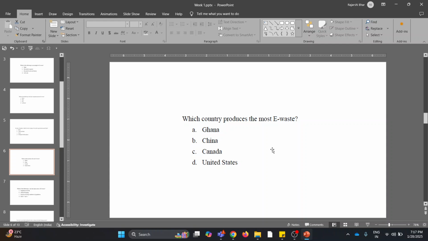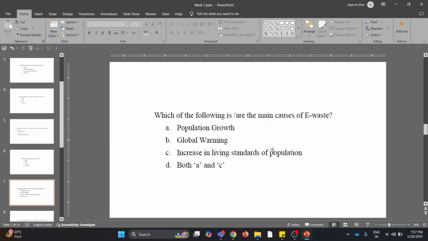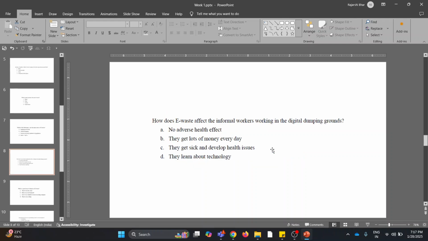Then, which country produces the most e-waste? It is China. Then, which of the following is or are the main causes of e-waste? That is both population growth and the increase in living standards of the population. Then, how does e-waste affect the informal workers working in digital dumping grounds? There are various kinds of risks that they face while collecting the waste. They are exposed to heavy metals that can in fact be carcinogenic. Then while recycling, there are also various fumes and aerial emissions. So the chances are that they get sick and develop health issues.